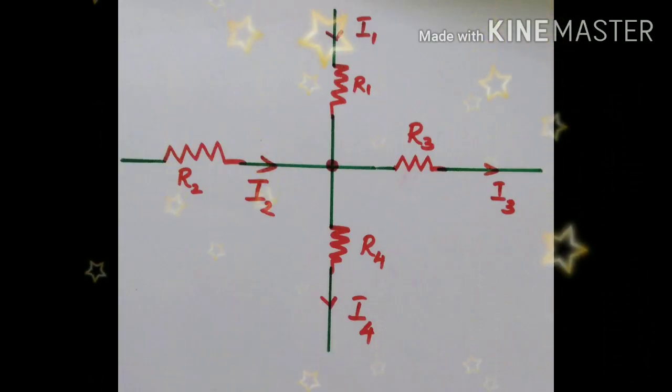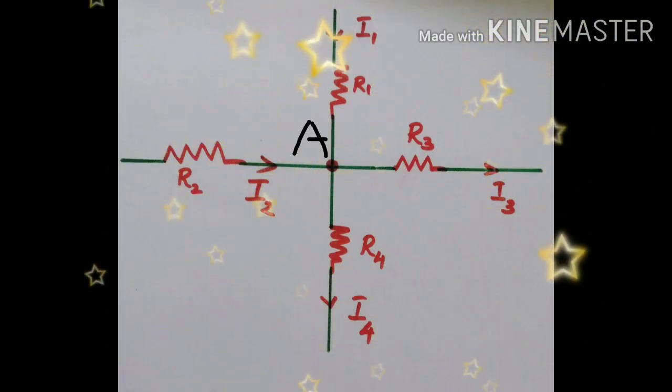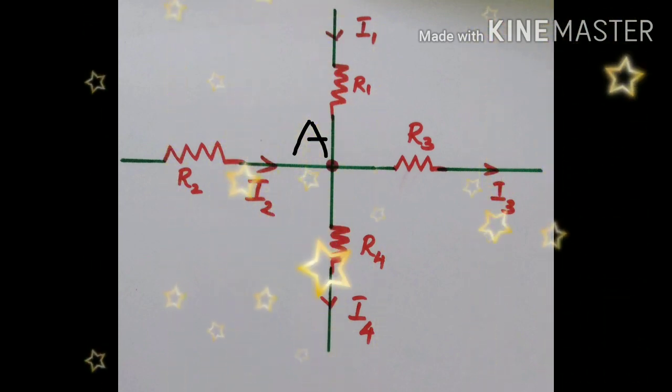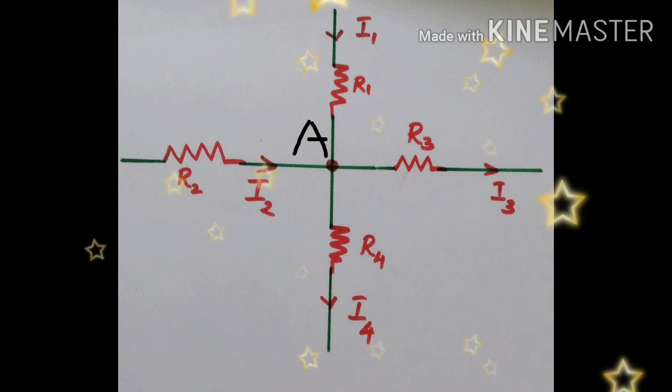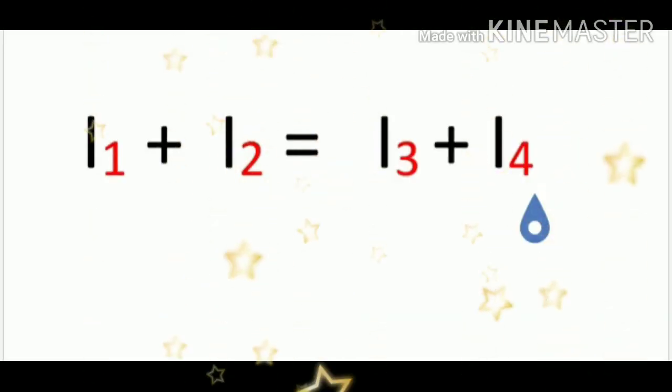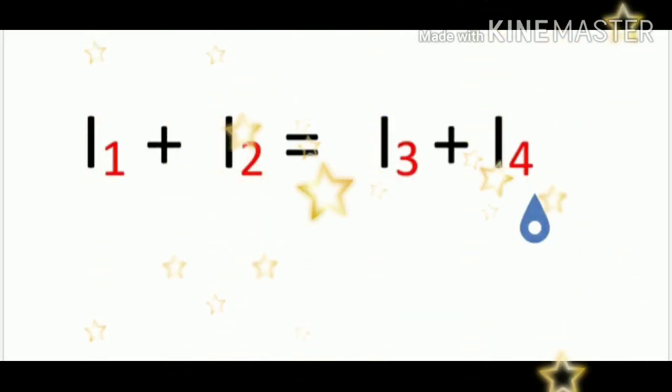See the given circuit. Here at the junction A, I1 and I2 are the currents entering, and at the same junction I3 and I4 are the two currents leaving the junction. Hence we can write I1 plus I2 is equal to I3 plus I4.